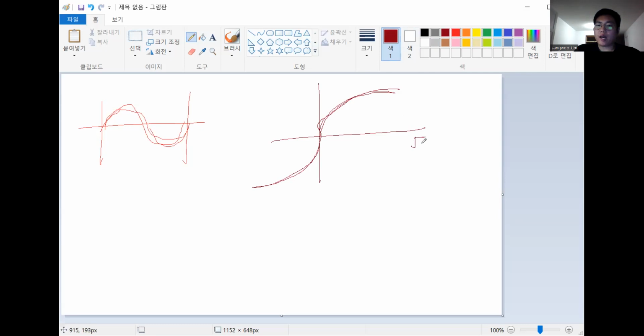But this is I pi. So L is I pi, right? I pi. So I will say this is a saturation part. Okay. So what I wanna say is this, and this green line is a saturation part.